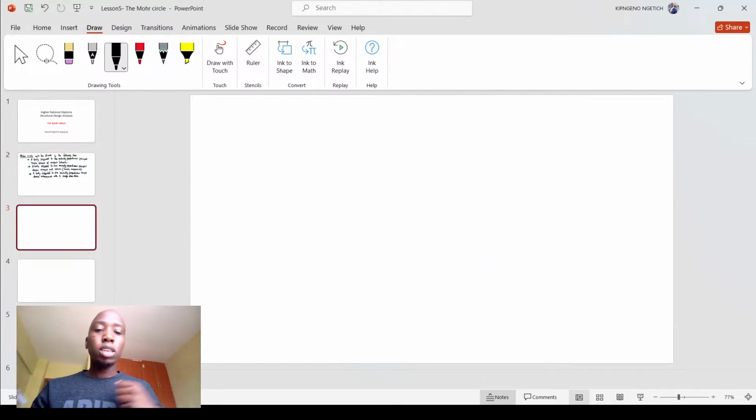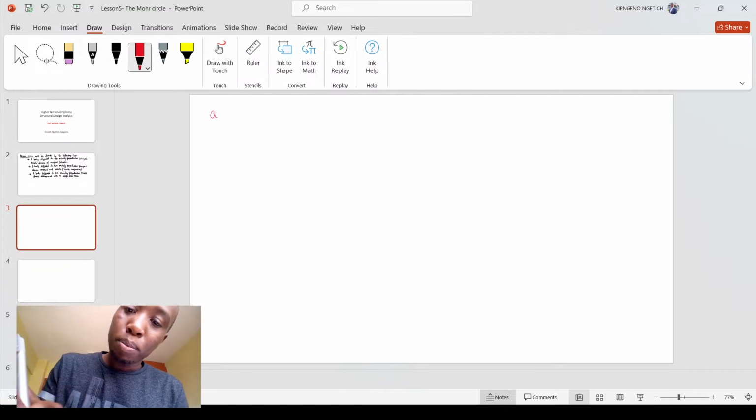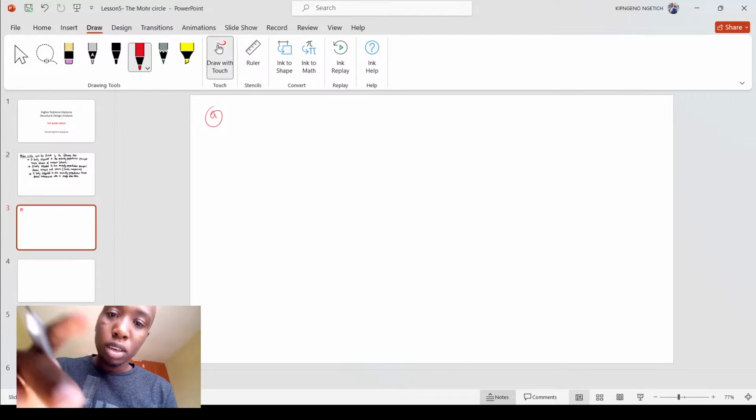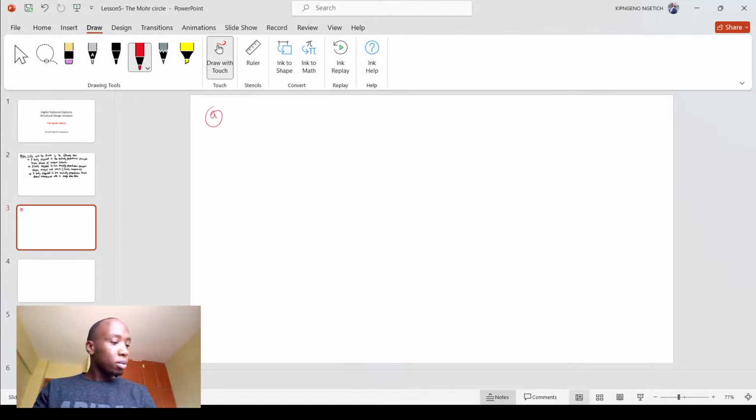So let's get to it. Since it's graphical, I will expect you to have a ruler. Right now I don't have a protractor, but it will be helpful for you. You also need a pair of compasses to be able to draw. Because I'm using a digital one, I won't need all those. All right, let's start with the first one, A.